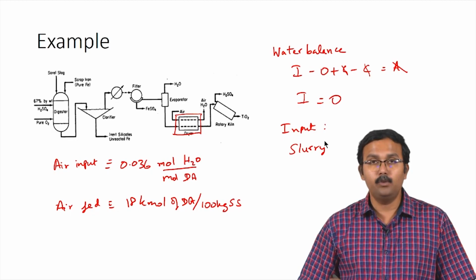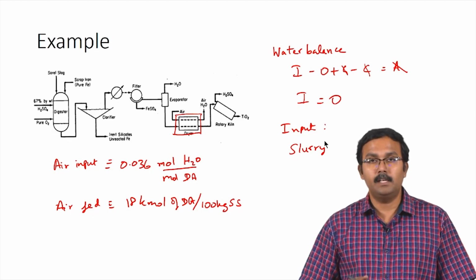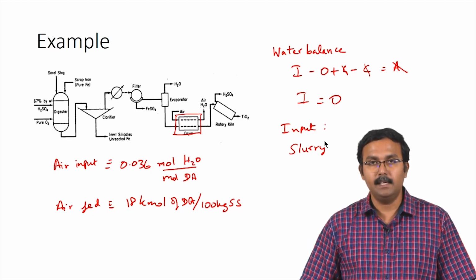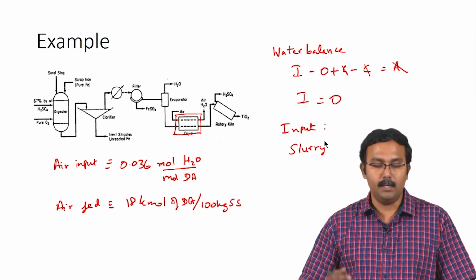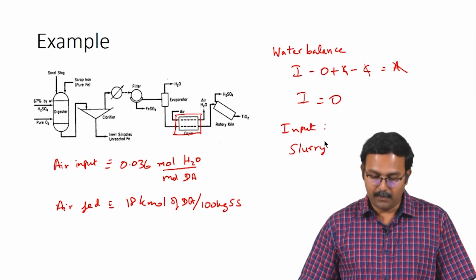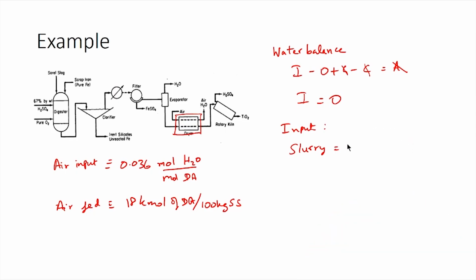We know that 82% TiOSO4 is present in the slurry, and we have already calculated that the remaining amount would be water, and the value is 30.75 kilograms. So, water entering through the slurry is 30.75 kilograms. The water in the inlet air has been given in terms of moles per mole of dry air.